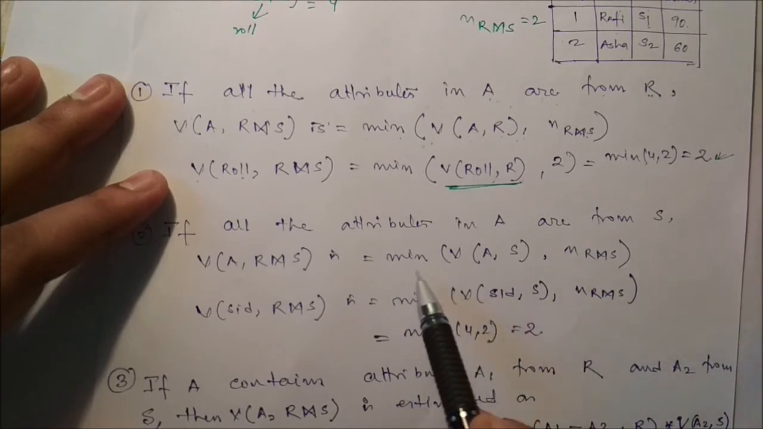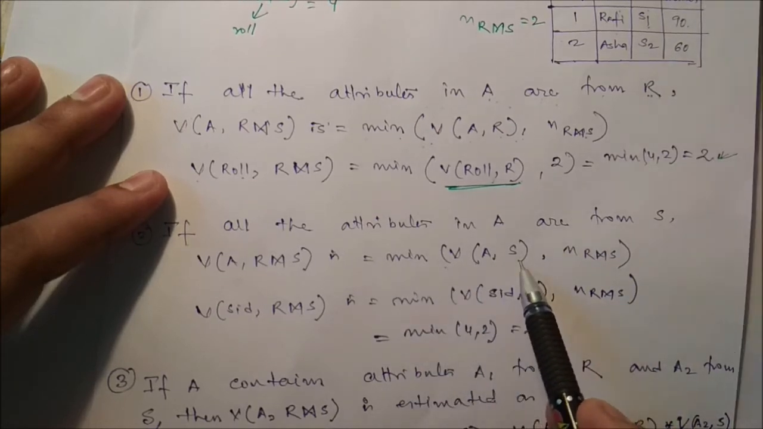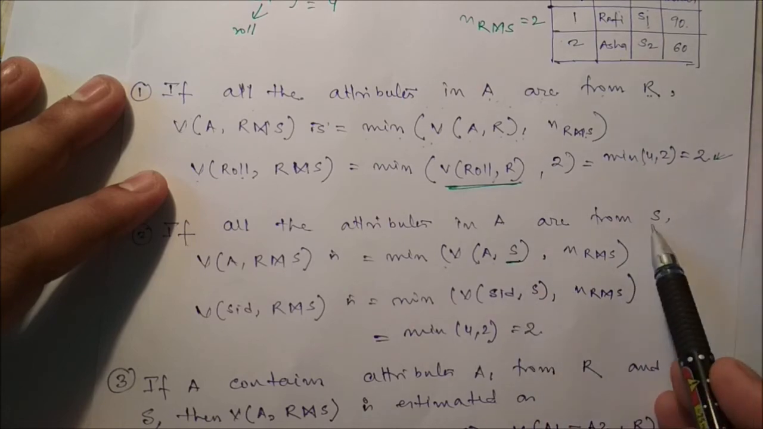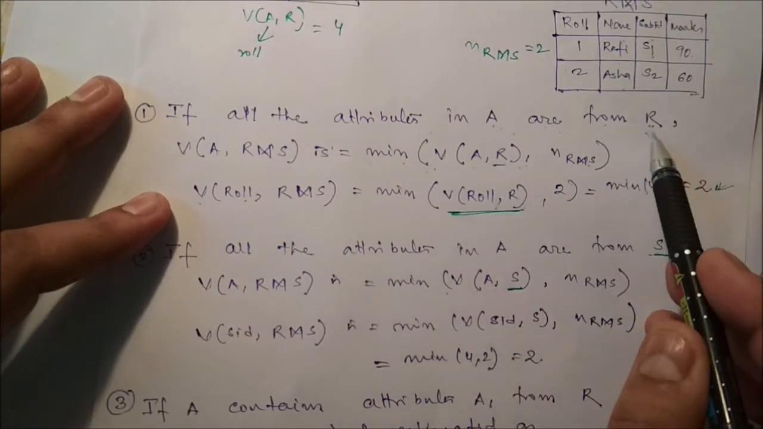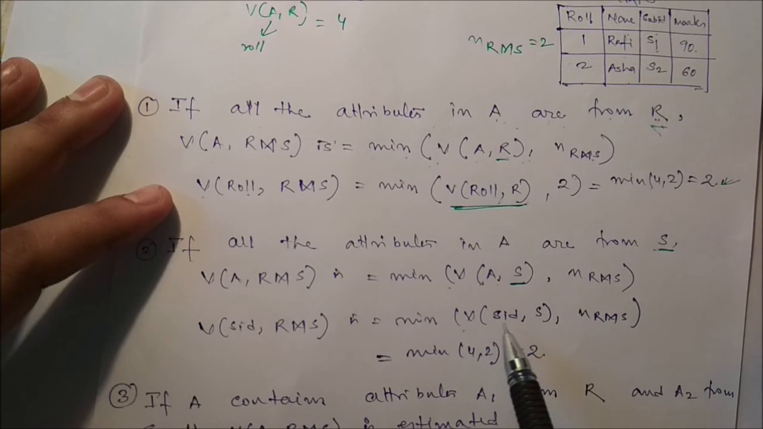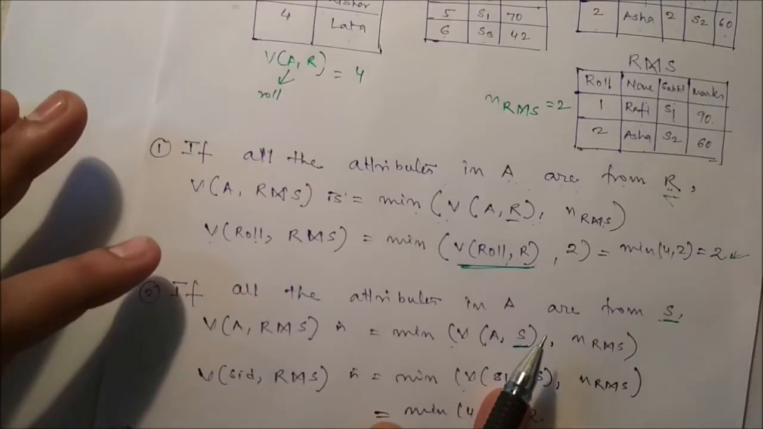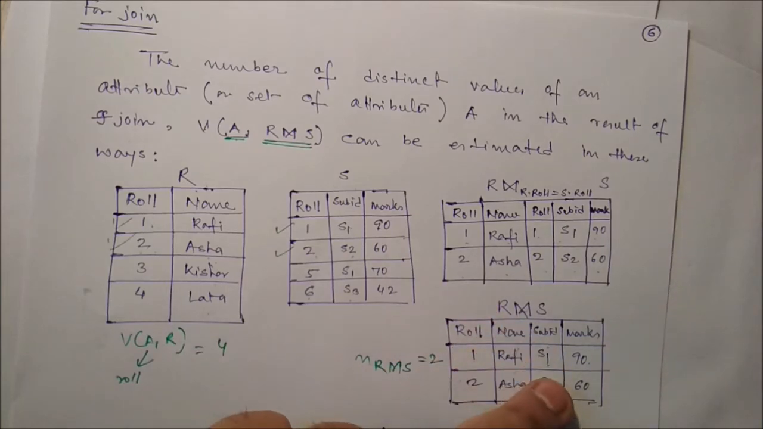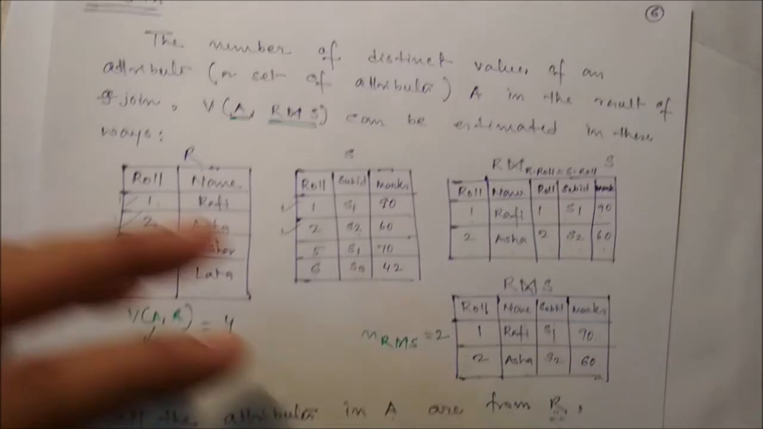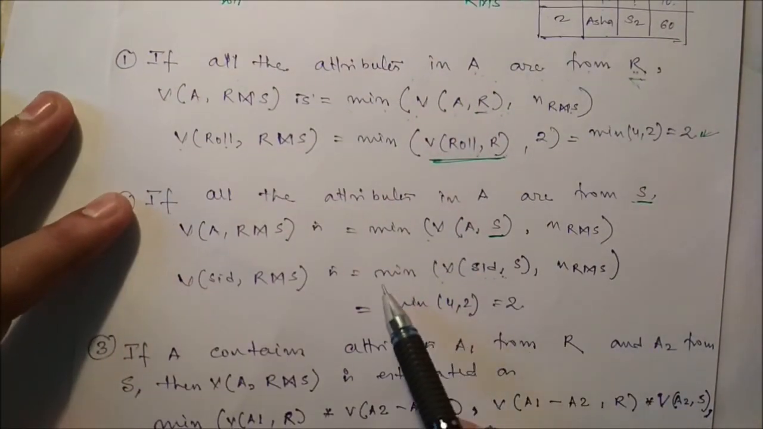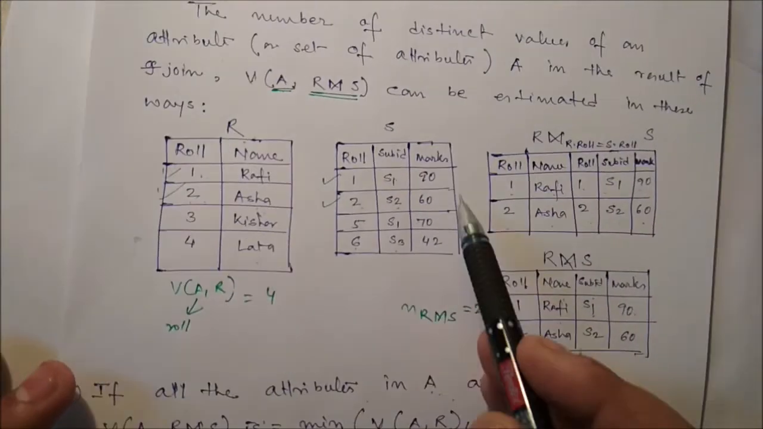So we have to take the minimum of V(A, S). Because why S? Because it is from S. Why R? Because the attribute is from R. So V(SID), subject ID, because subject ID is from what? It is from the S table. So we want to know how many distinct subject IDs there are after joining. So minimum of V(SID), how many distinct attributes are there?